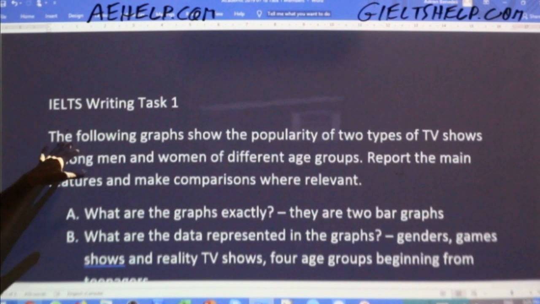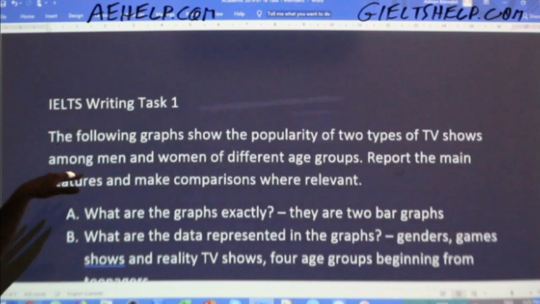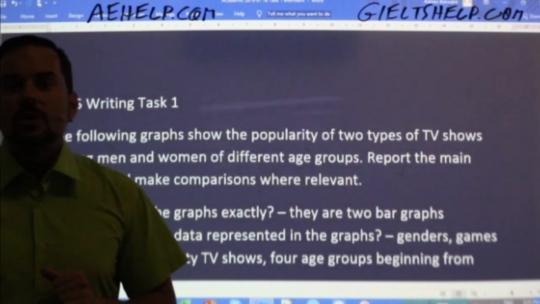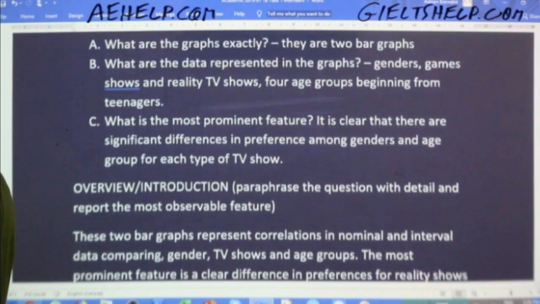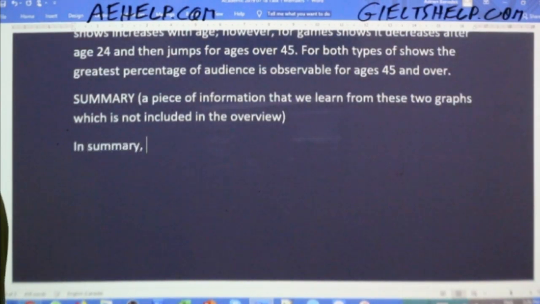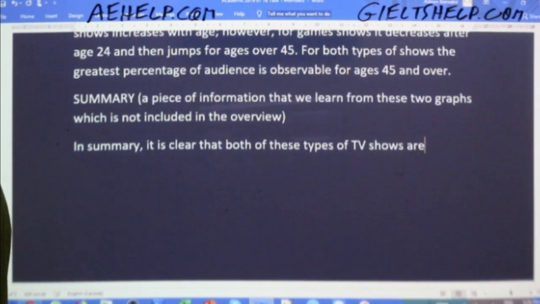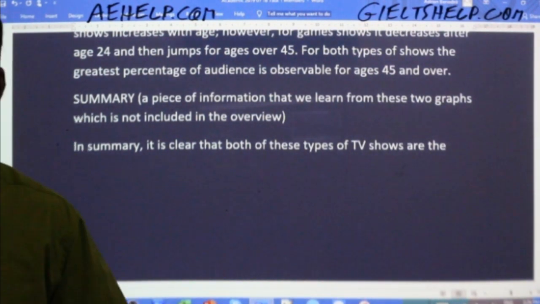So the original question is, the following graphs show the popularity of two types of TV shows among men and women of different age groups. Report the main features and make comparisons where relevant. So what can we summarize thinking about that question and these graphs? Okay, I'm going to start it off. In summary, it is clear that both of these types of TV shows are what?